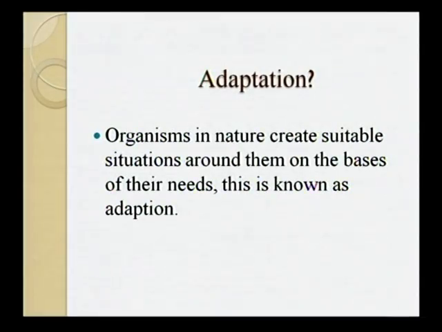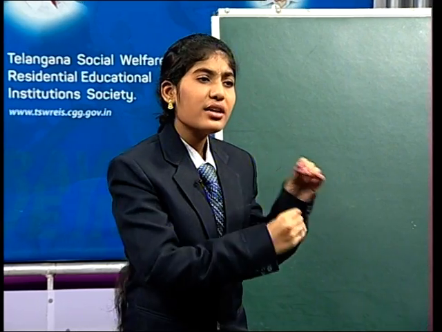So friends, look at the screen once. The organisms in nature create suitable situations around them on the basis of their needs. So this is known as adaptation. Okay, let me explain that. First we take an example, that is aloe vera, right? So the aloe vera created suitable conditions around it to survive in the desert areas.